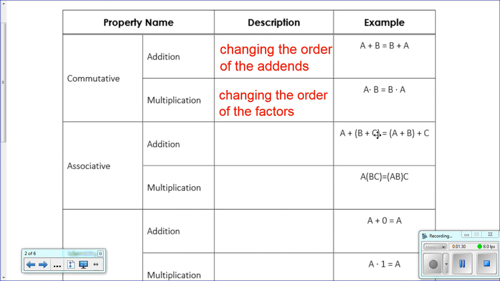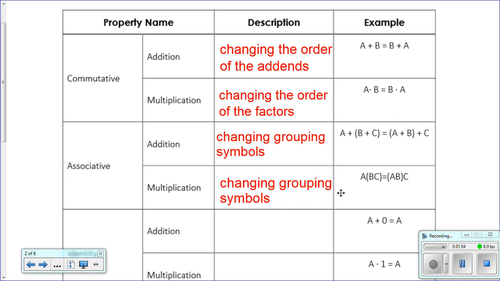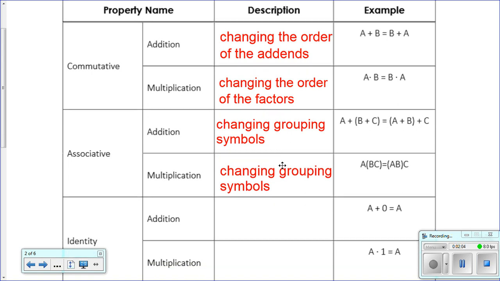Okay? And then the associative property. Associative property, again, comes in addition and multiplication. So for addition, we're changing the order of the grouping symbols. So we have A plus the group B plus C. We can change what's inside the group, so we can say A plus B, that group, plus C, and they're equal to each other. With multiplication, same thing. We're changing the grouping symbols. So we can say we're going to do B times C first and then multiply by A, or we can do A times B first and then multiply by C. It doesn't matter the group.